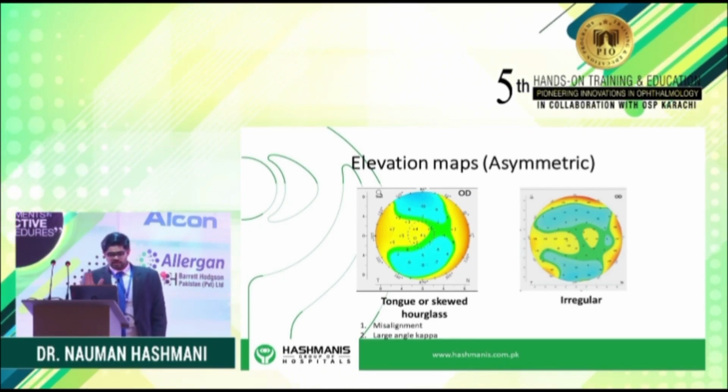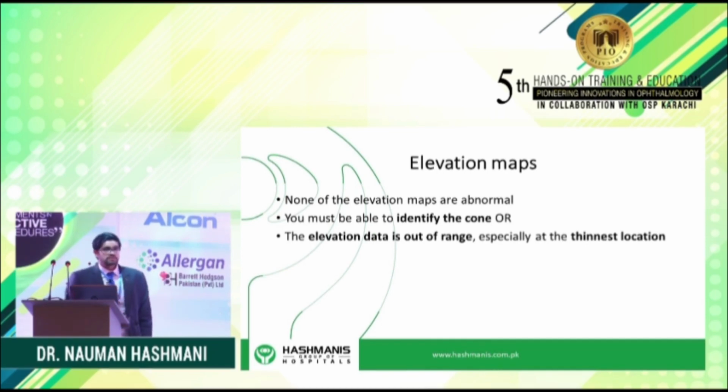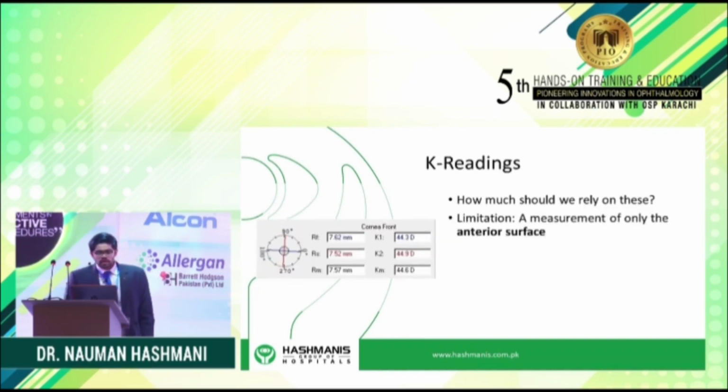Then this is an irregular pattern. But remember, all of these maps are normal if the values are normal, or if there's no cone present. So if you can identify the cone, or your elevation data is out of range, then only this elevation data will give you someone who is abnormal. But all of these patterns can occur in normal patients.